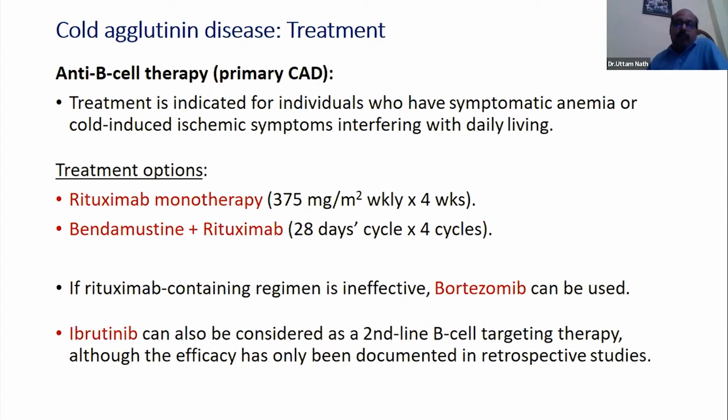In the event of no response to these rituximab based therapies, bortezomib can be used, a short course of 4 doses, 1.3 milligram per square meter on days 1, 4, 8, 11. That means 4 doses, 1 course of bortezomib may be used. Even ibrutinib has been tried as second line, although these are mainly retrospective study based evidence. So all these are B-cell targeted therapies.